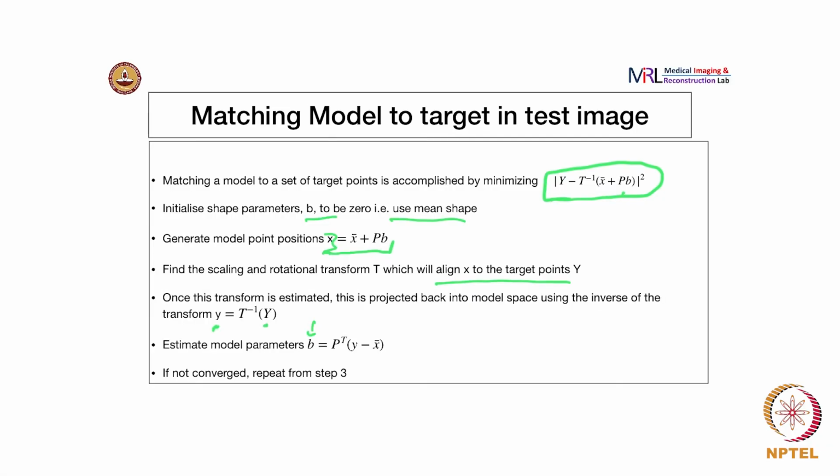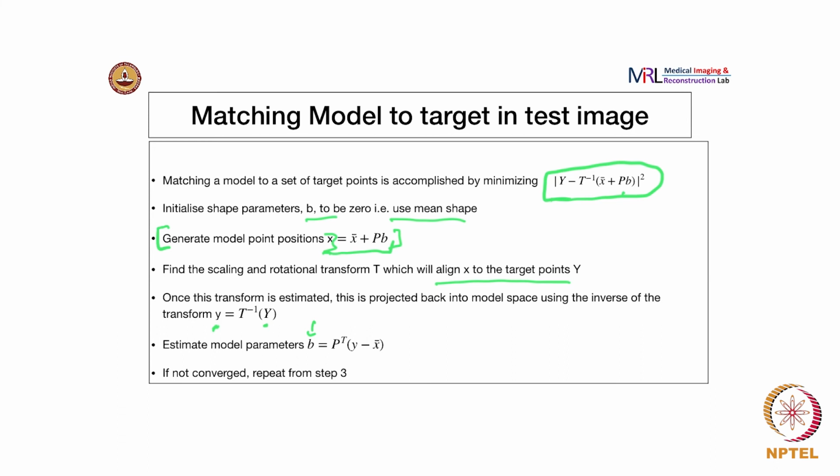You repeat this till convergence, repeating from step 3. So for this B, generate a new shape, put it back in the picture, and estimate a transformation which will align the shape with the target points. You keep doing this again and again till you converge. That way, you have taken your model shape and arrived at another shape which is similar to what is there in the picture that has been given to you. Now we can take those model parameters and we have a description of the object in the test image in terms of the B's. That's the power of this technique.